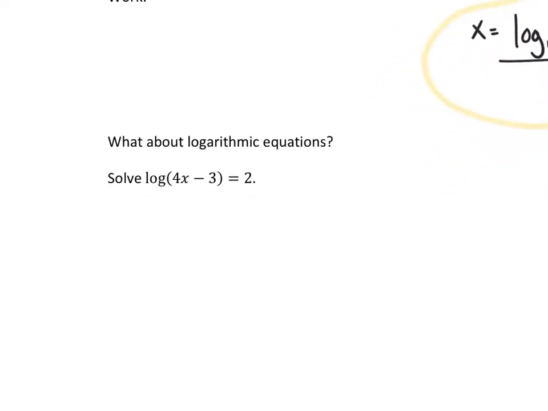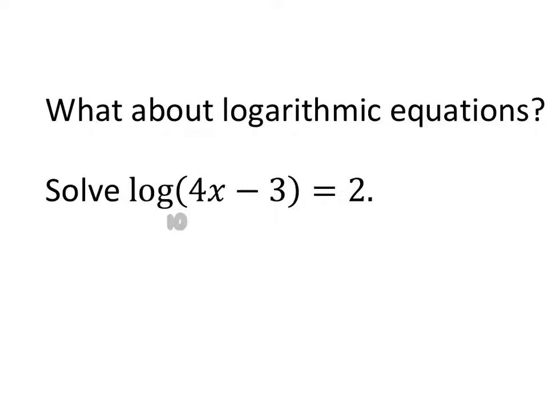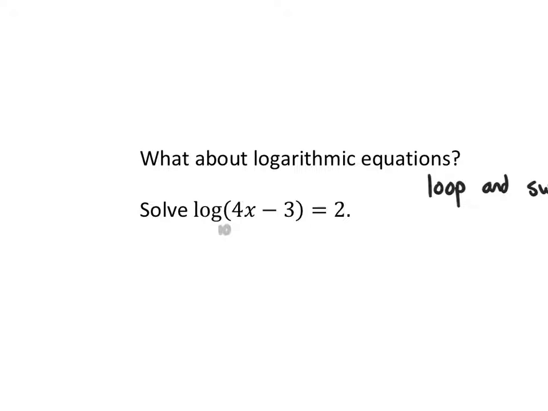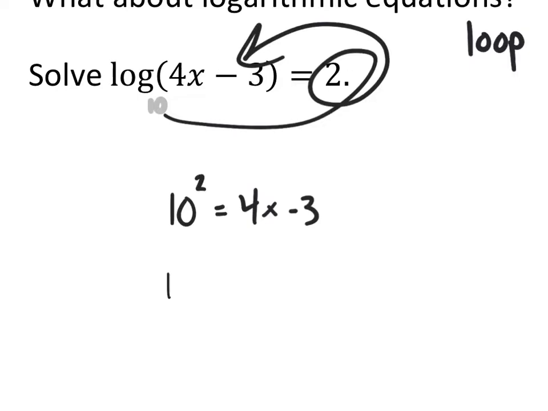We can also solve going the opposite direction. What about when x is stuck in a logarithm? We need to know the base. If you don't see a base, it's an invisible 10. The other trick we used to use was loop and swoop. What that'll look like is you take your base, you raise it to that side, and then you set it equal to what's there. And then you solve like normal.